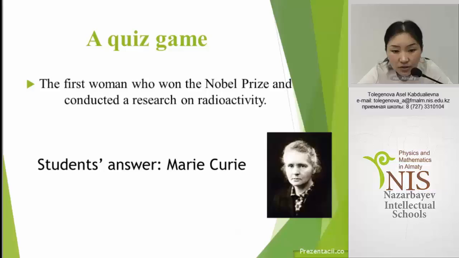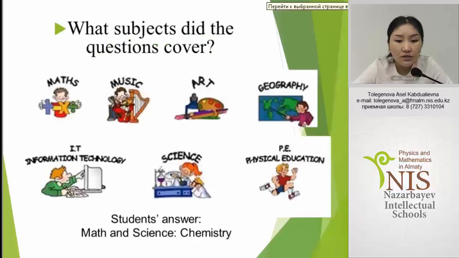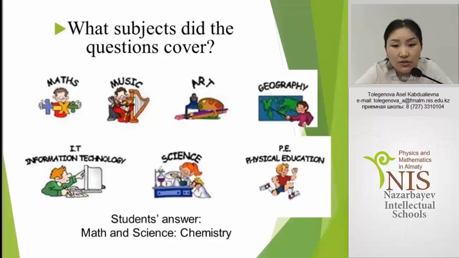And the last question is, who was the first woman who won the Nobel Prize and conducted research on radioactivity? The students' answer was Marie Curie. After these questions, the students were asked what subjects the questions covered. And of course, the students' answer was math and science. Especially, you need to clarify what kind of science, what kind of subject.